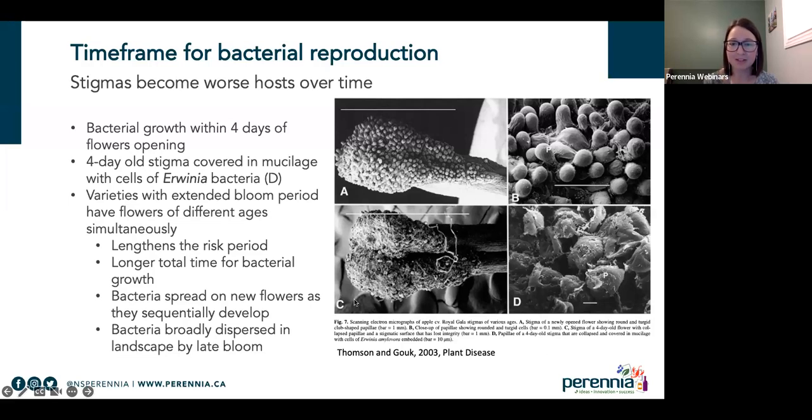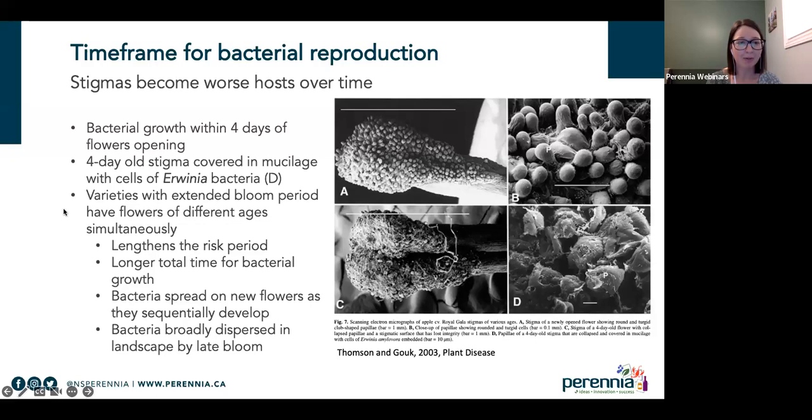But then figures C and D here are a 4-day-old stigma on a flower. That flower is quite old at this point. It's covered in mucilage and bacteria on the close-up here. But essentially it's going to run out of that wet and nutrient-rich environment, and the bacteria are no longer going to colonize and grow on that stigmatic surface. So we've got these flowers aging over time, and that's why the model is only tracking the bacteria on flowers up to basically 4 days old.